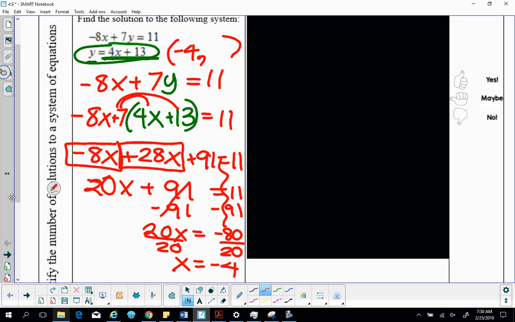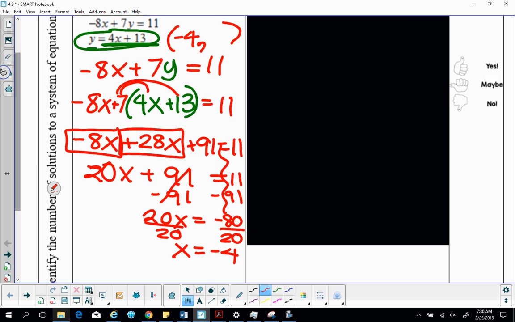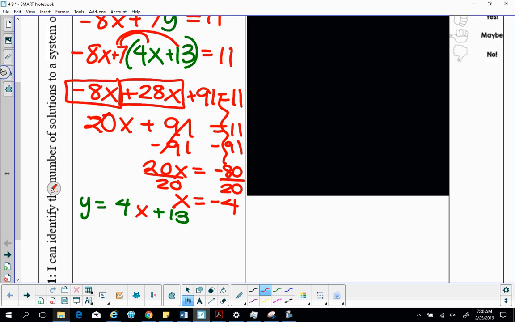To get our y, what do we need to do, Tristan? Plug it in. So we take either equation. The one that's already solved is probably the easiest. y equals 4x plus 13. And we know our x is negative 4, so I'm just going to plug in negative 4 for x.